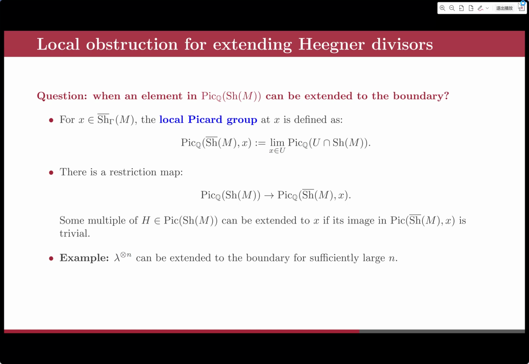For example, if this divisor is lambda, the Hodge line bundle, we know that it can be extended to the boundary for sufficiently large n. And if gamma is neat, actually lambda itself can be extended to the Baily-Borel compactification. This is a result by Kai-Wen Lan. But when gamma is not neat, lambda is only a Q-line bundle. So you need to take some multiple of lambda so that it can be extended as a line bundle. Otherwise, it is only a Q-line bundle, not an integral line bundle.